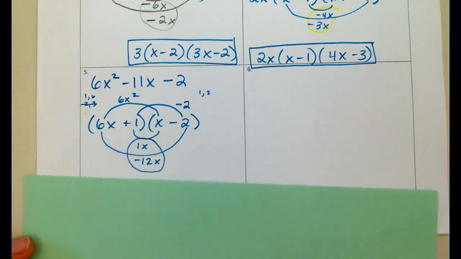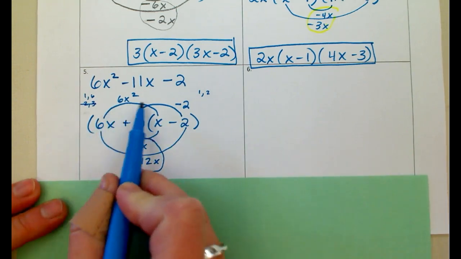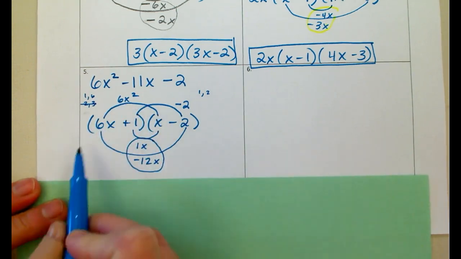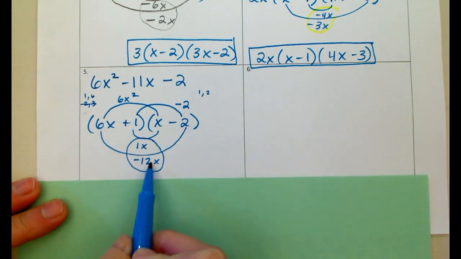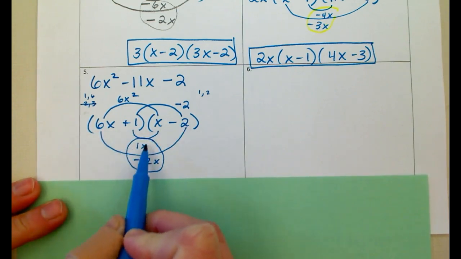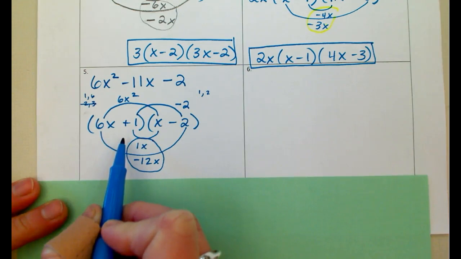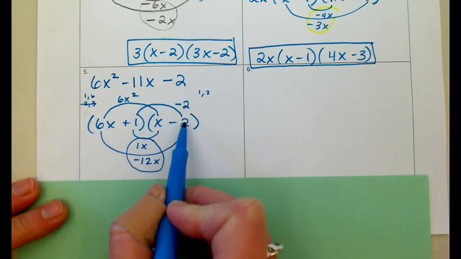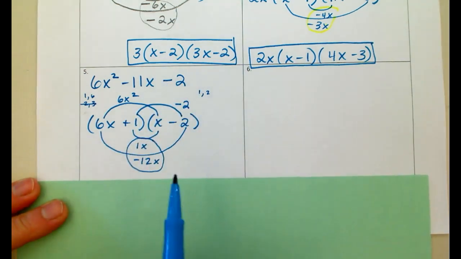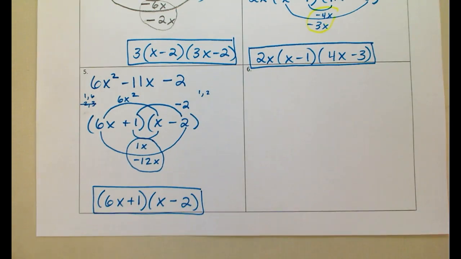I guessed and checked until I found 6x times x was 6x squared. 6 times -2 is -12. 1 times x is 1x. -12 and +1 added to my -11. And 1 times -2 multiplied to -2. So my final answer was 6x plus 1 times x minus 2.